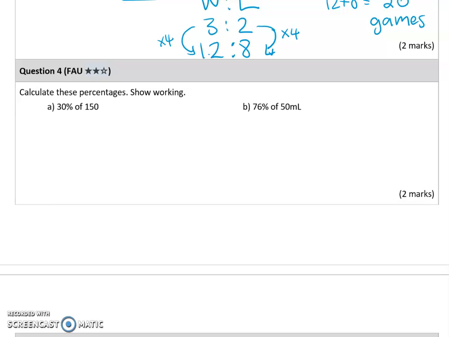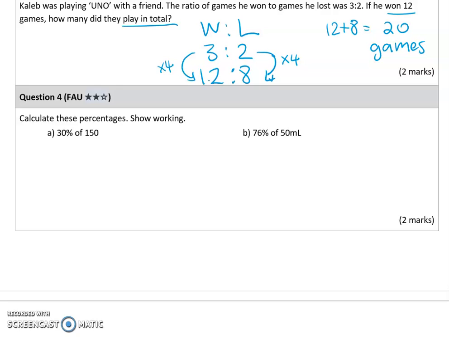Calculate these percentages, show working. 30% of 150. Various ways that you could do this. So let's find what 10% of 150 is, which is 15 by removing that 0 there, dividing by 10. So 3 lots are needed, so we can just times 15 by 3. 15 times 3 is 45. 30% of 150 is 45.